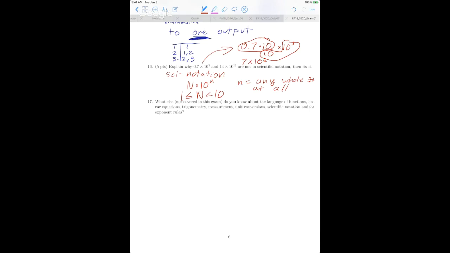And it makes sense, right? We made this number bigger, so this number had to get smaller. Now we're going to make this number smaller, so this number has to get bigger. So I'm going to move my decimal once to the left, which means that this gets one bigger there. There you go. So that's how you fix them.